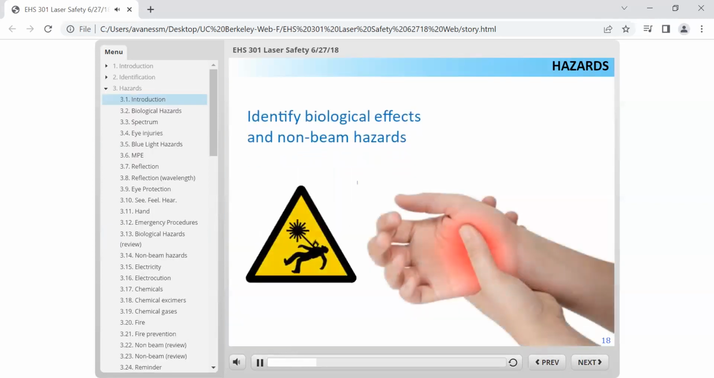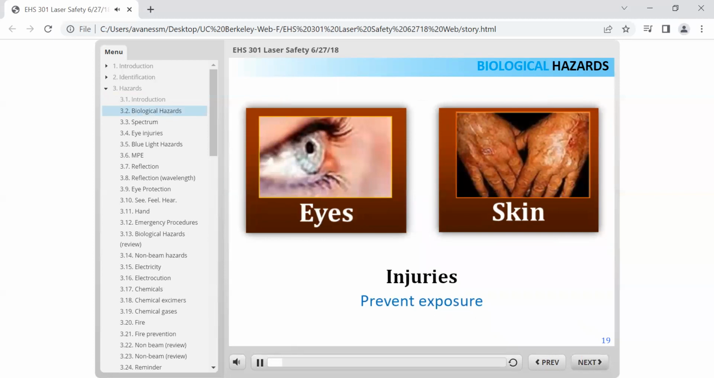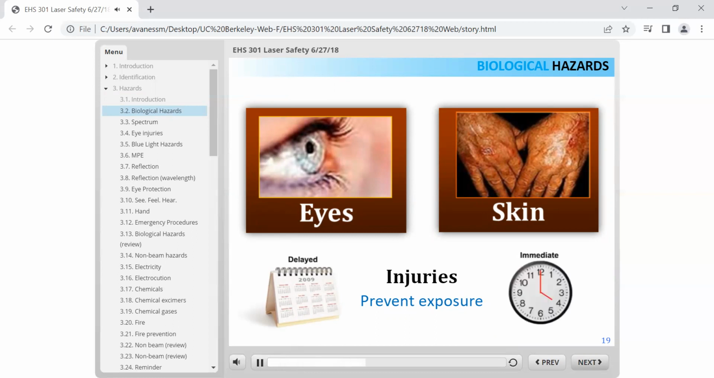By the end of this module, you should be able to identify biological effects and non-beam hazards of lasers. When used improperly, lasers can cause injuries. The organs affected by exposure are the eyes and skin. Some lasers can cause delayed effects after low-level exposures over long time periods, perhaps even for years. Most effects, however, are immediate, following acute, brief exposures lasting seconds or even much less.